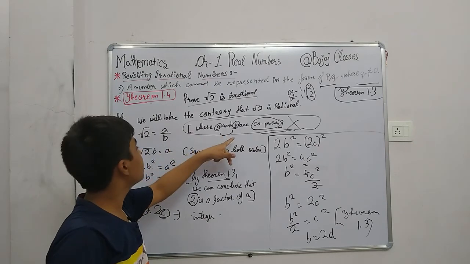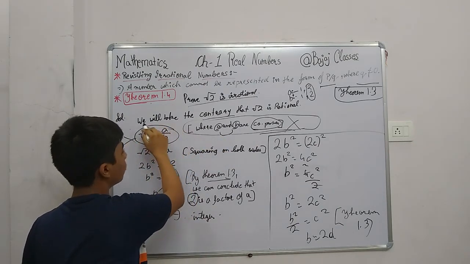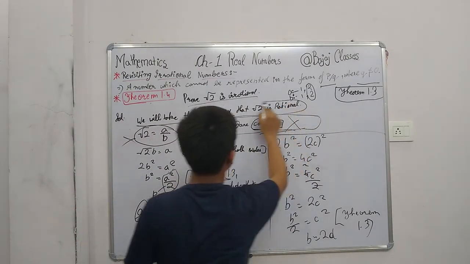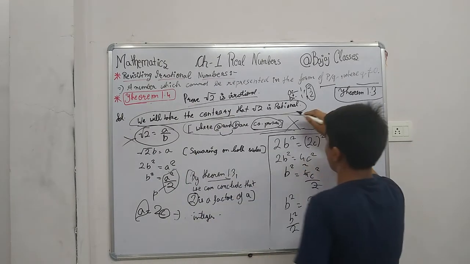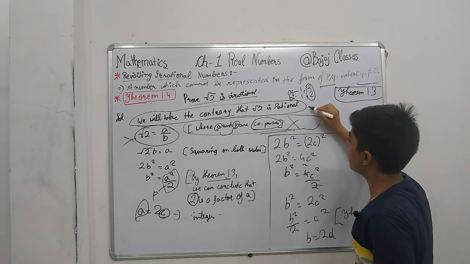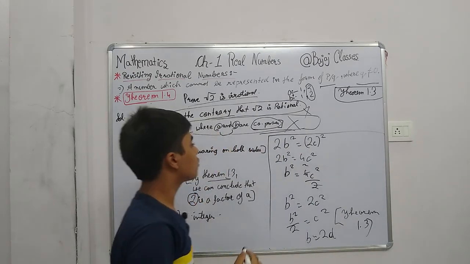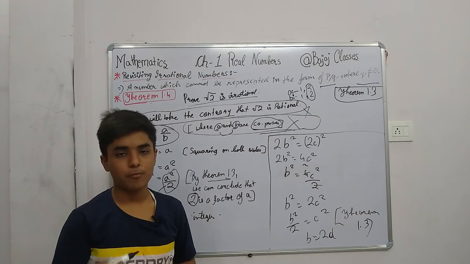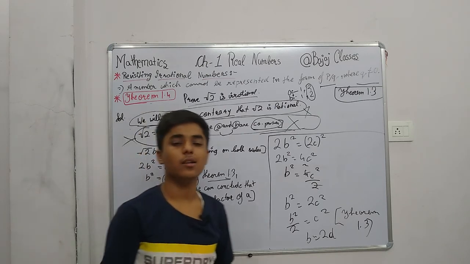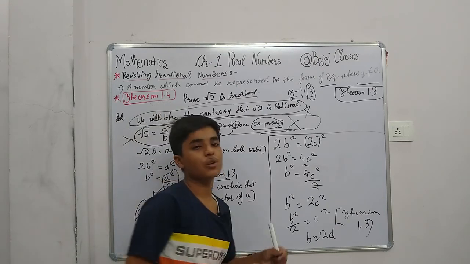Now by this, under root 2 is rational is also wrong, that is, we have taken the wrong contrary, that under root 2 is rational. Then the other option, irrational, is the only one left. So our under root 2 will be irrational. So by this we can prove that a number is irrational. By this method you can solve these types of questions.